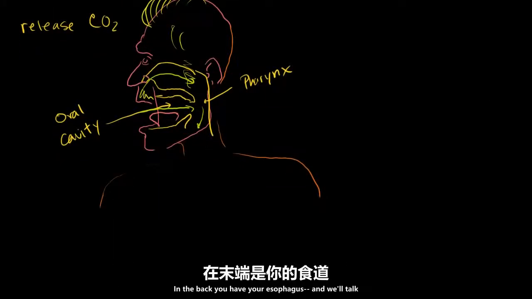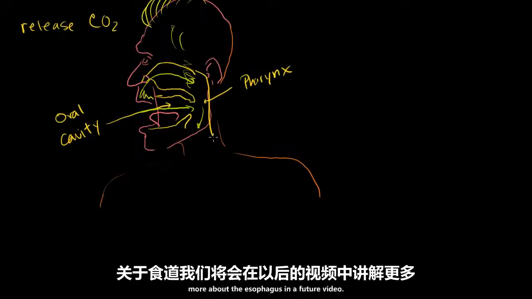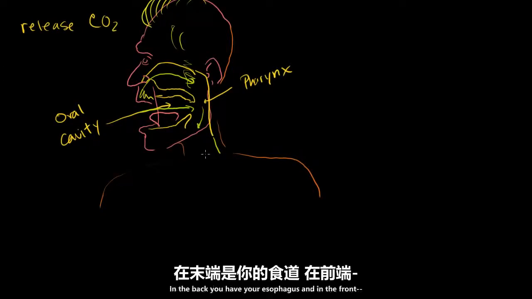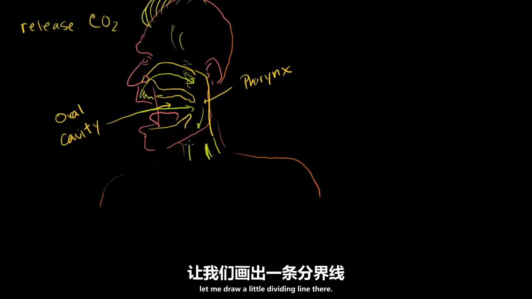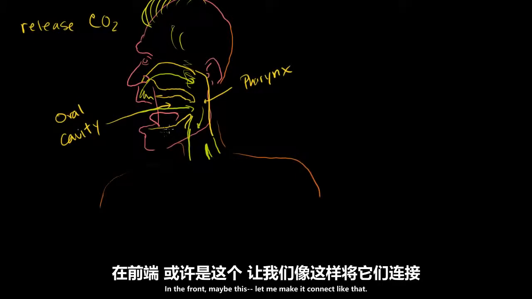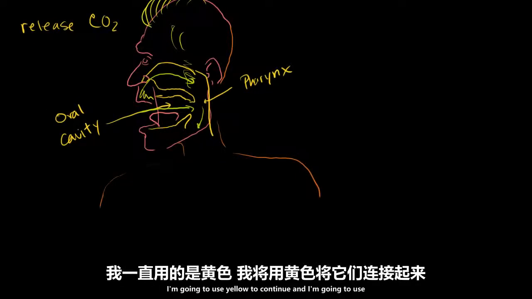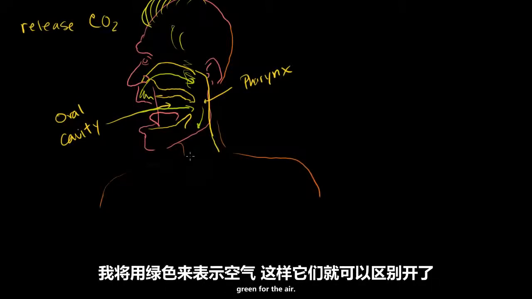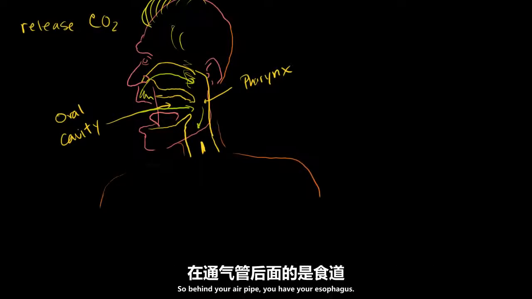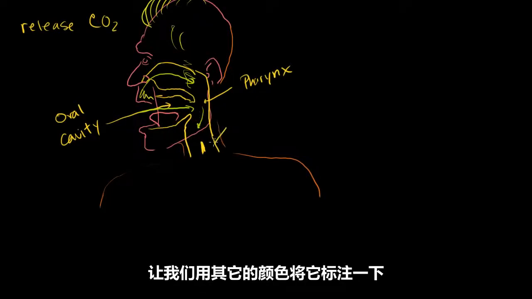So your pharynx gets split. In the back, you have your esophagus, and we'll talk more about the esophagus in a future video. In the back, you have your esophagus, and in the front, let me draw a little dividing line there. Let me make it connect like that. I'm going to use yellow to continue, and I'm going to use green for the air. So it divides just like that. So this is the dividing line. So behind your air pipe, you have your esophagus. Let me make that in another color. So this right here is your esophagus.